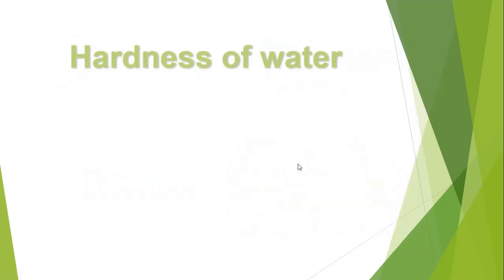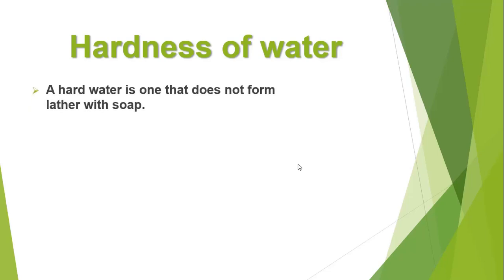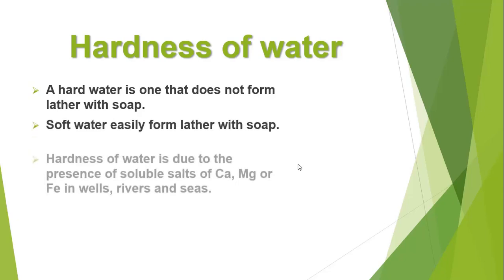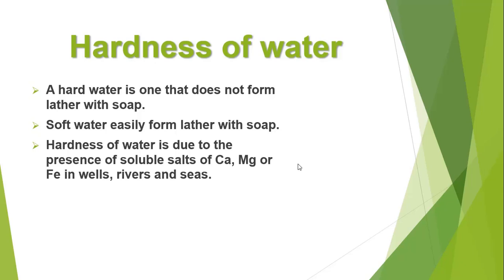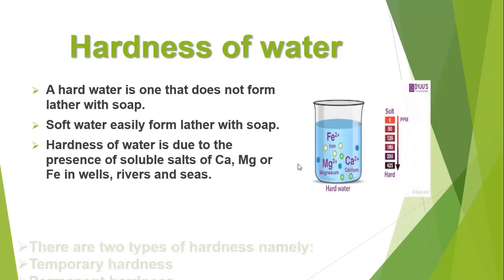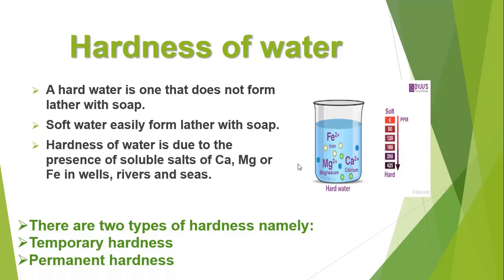So the next thing we are going to look at is hardness of water. A hard water is one that does not form lather with soap, while a soft water easily forms lather with soap. Why does this hardness occur, or why is it that when we use a hard water with soap, it doesn't foam? This is because of the presence of soluble salts of either calcium, magnesium, or iron in wells, rivers, and seas.